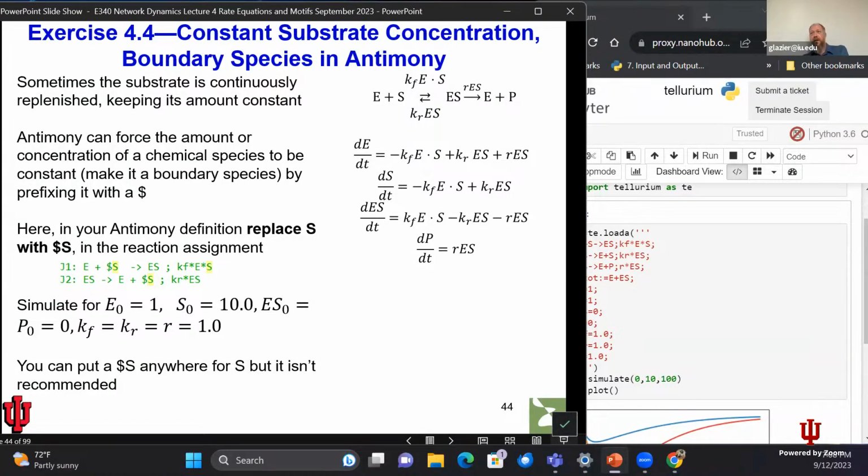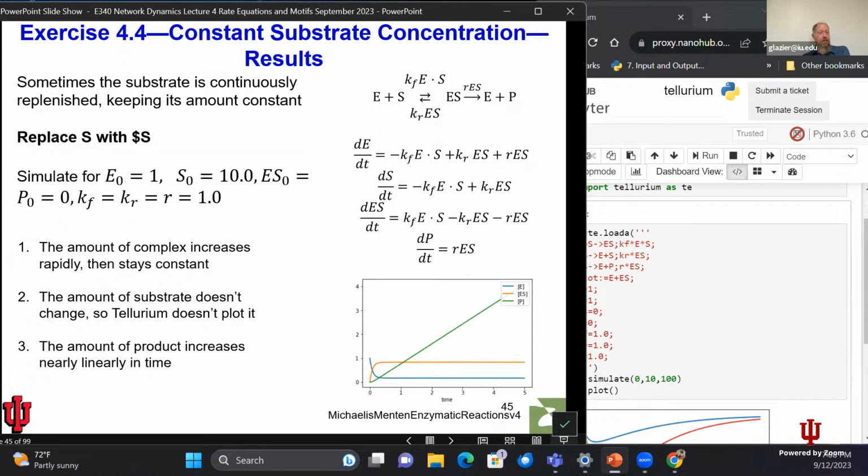Did it work? Did it crash? Worked? Okay. So this looks almost like what we had before. And you'll notice in your plot something funny happens. S disappeared from your plot, didn't it?